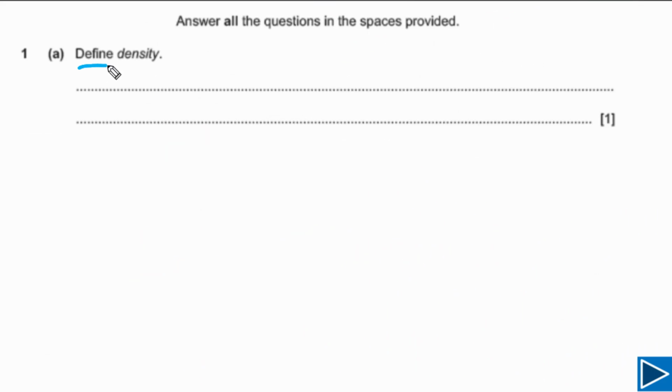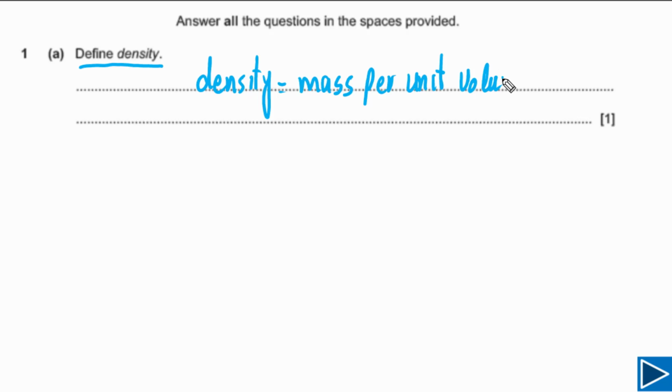For part A, we simply need to define density. Very simple question. If in the exam they ask you to define density, you can say density is equal to mass per unit volume. Simply write down mass per unit volume, and that's quite enough to get 1 mark. This is a B mark, which means it has to be in your answer.